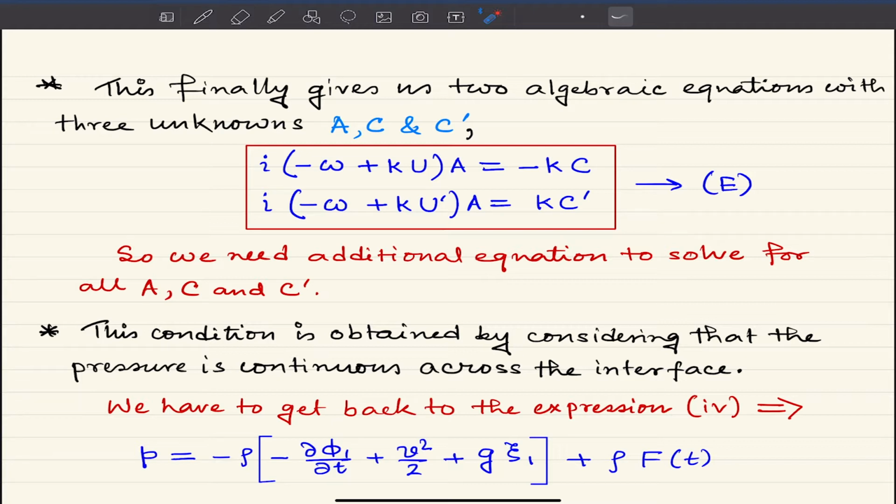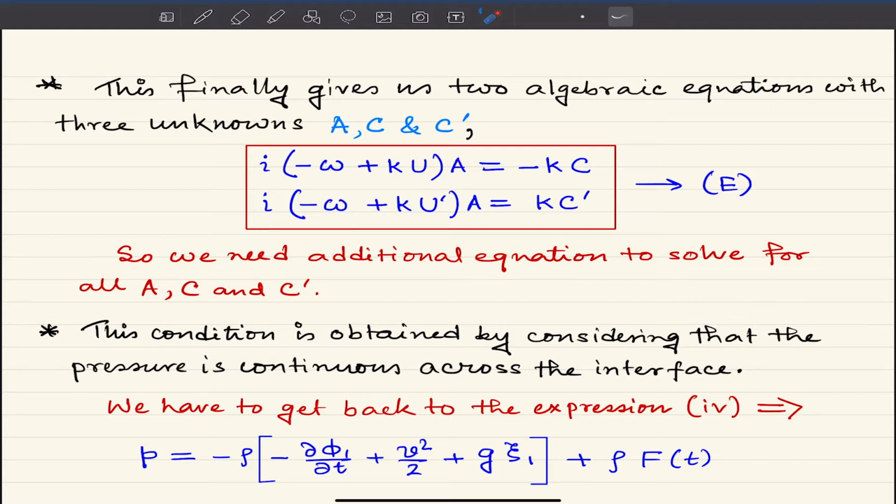This condition is obtained by considering that the pressure is continuous across the interface. This is a very crucial consideration. If pressure is not equalized across the interface, then the interface will be ruptured or distorted. There can be smooth perturbations, there can be curves, but a very small perturbation cannot rupture or damage the interface. The interface should not be affected by the whole perturbation process. That is the whole story behind it.